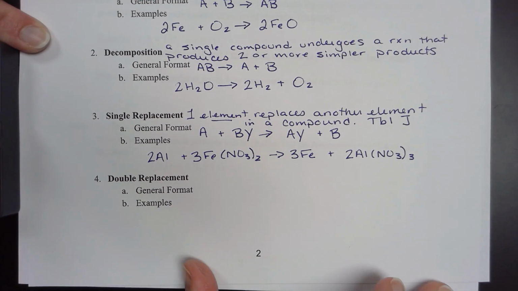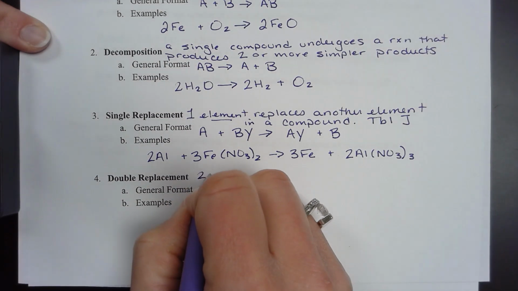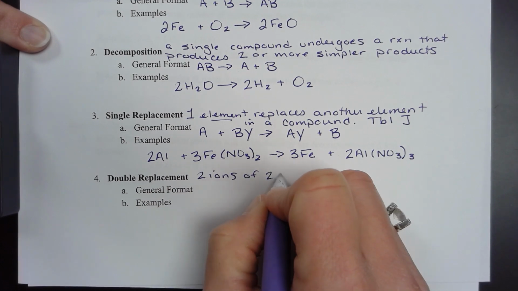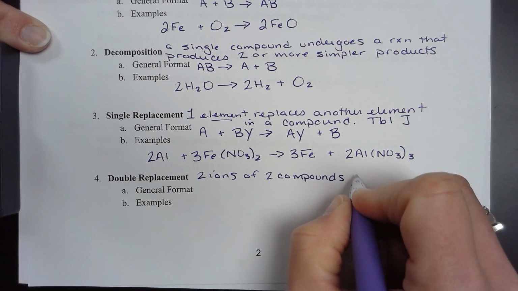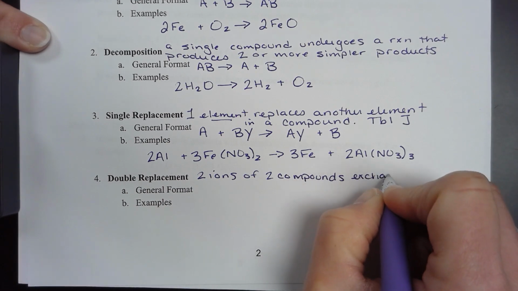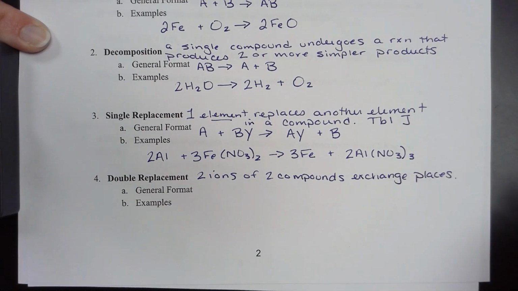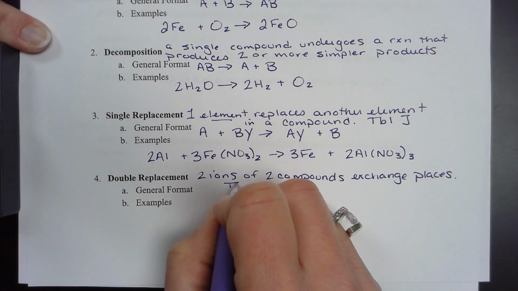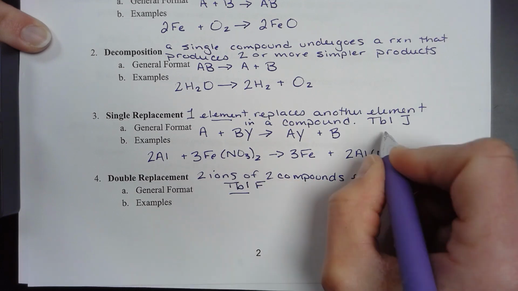Our last one on this sheet is a double replacement, where we have 2 ions of 2 compounds exchange places. Now sometimes you'll see them as ions, sometimes you will see them written as a compound. We will go over that in depth in class. For this one, you're going to be looking at table F. So we've got 2 new tables for this unit.